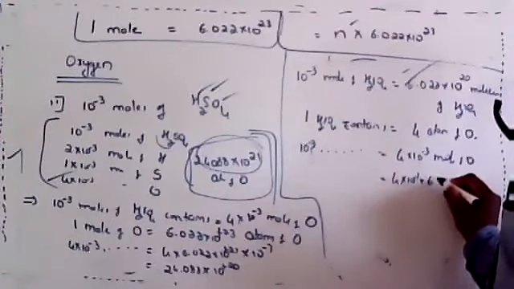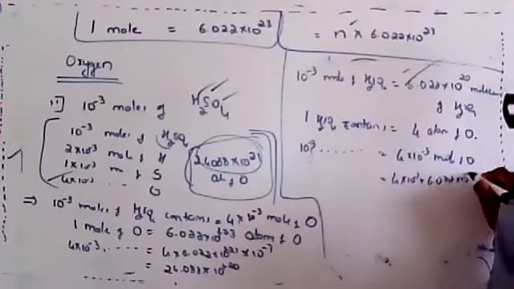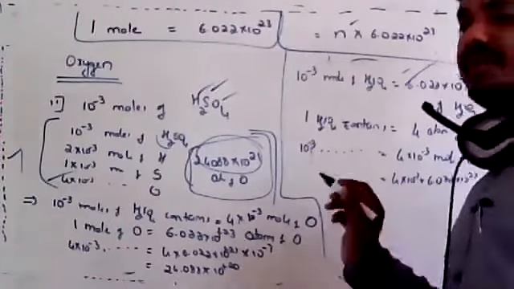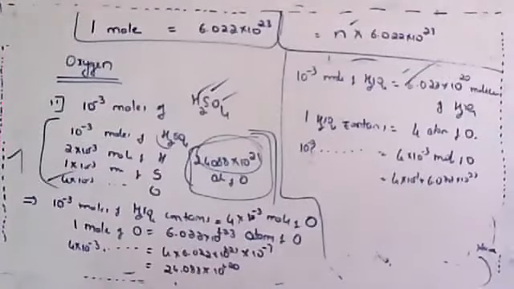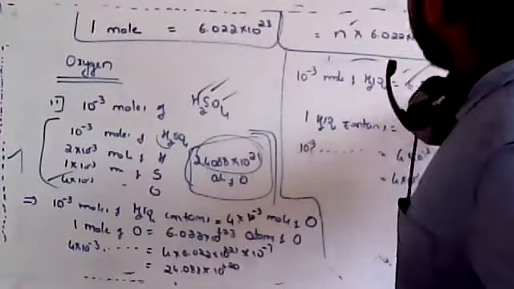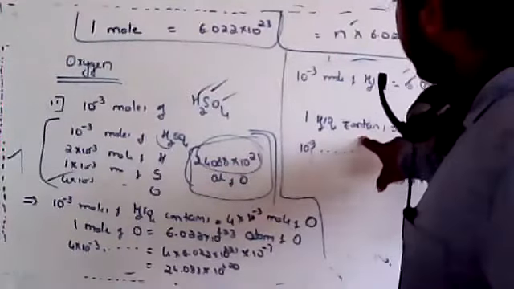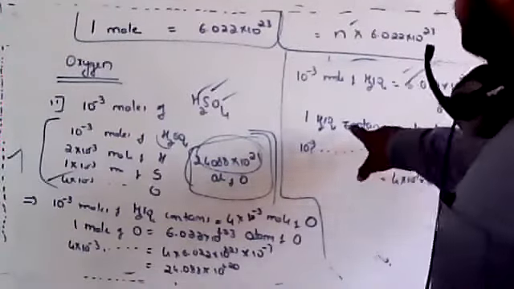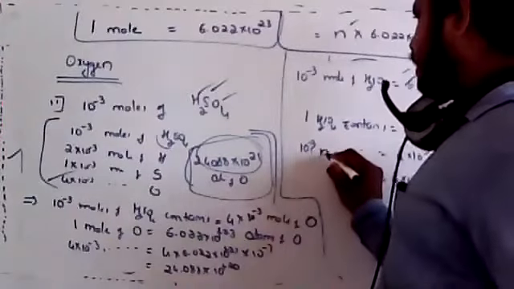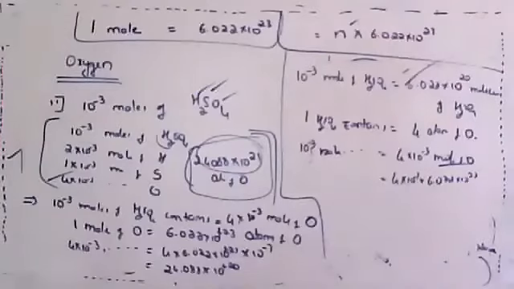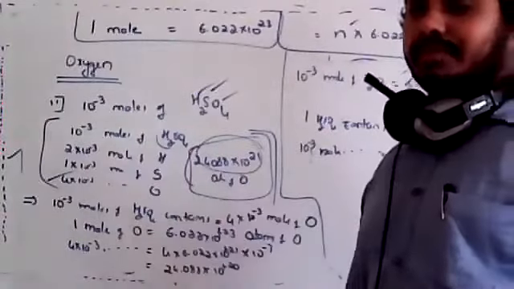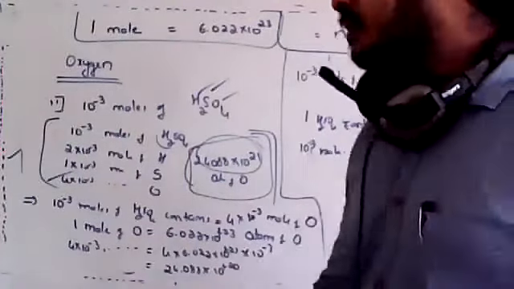Now write 4 into 10 to the power minus 3. What is a mole equal to? 6.022 into 10 to the power 23. Finally you're going to get that answer. There are two ways to solve this, any way you can go. First you calculate the number of atoms of H2SO4, then write that one H2SO4 contains these many, and 10 to the power minus 3 moles of H2SO4 contain these many moles. Is that clear?